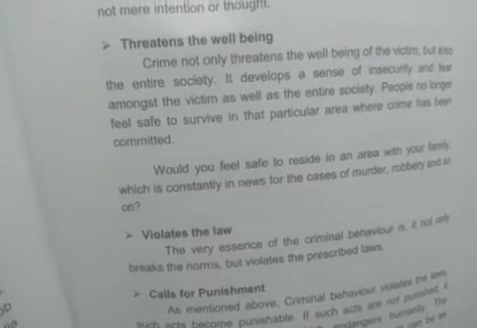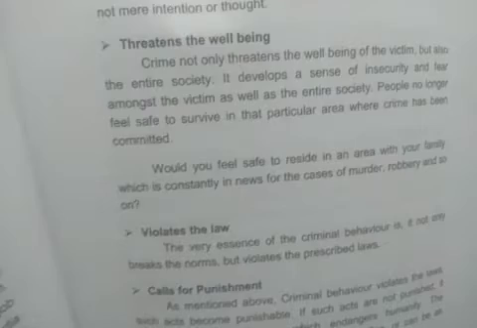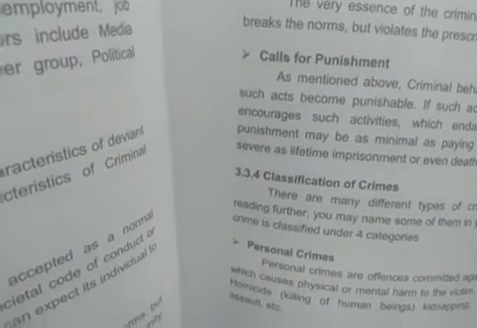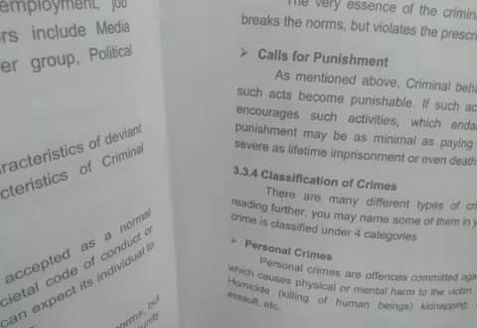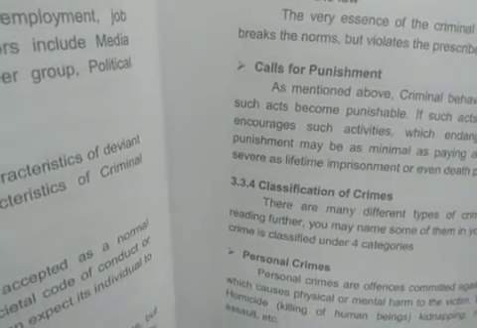Threatens well-being. Crime not only threatens the well-being of the victim, but also the entire society. It develops a sense of insecurity and fear amongst the victim as well as the entire society. People no longer feel safe to survive in that particular area where crime has been committed. Would you feel safe to reside with your family in an area which is constantly in the news for cases of murder, robbery, and so on?